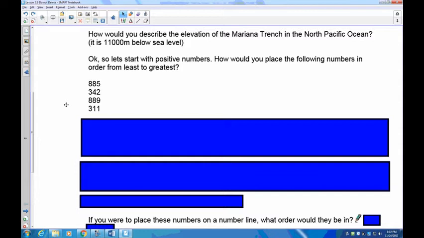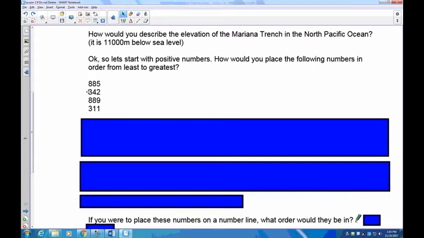All right, well, how do you do this? The first thing you need to do is identify which one is the smallest. We normally take a look at the hundreds in this situation, because you have 800, 300, 800, and 300. The 300 numbers are smaller than the 800 numbers, because 300 is less than 800. So we're going to work with the two 300 numbers.